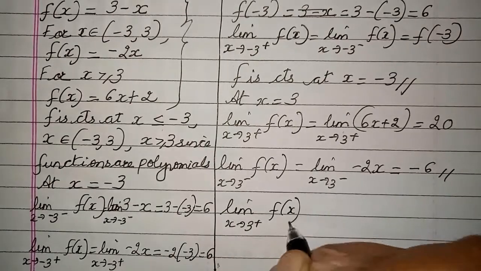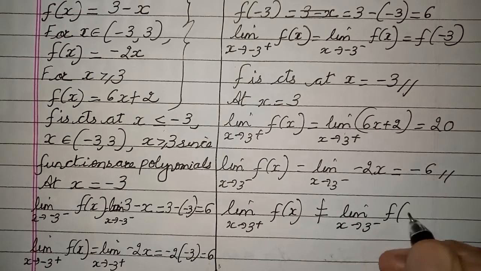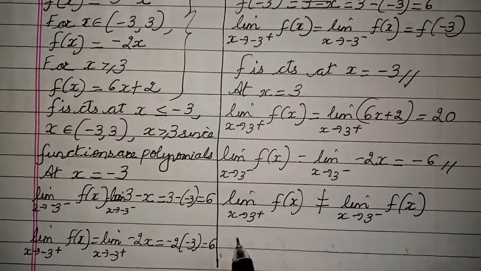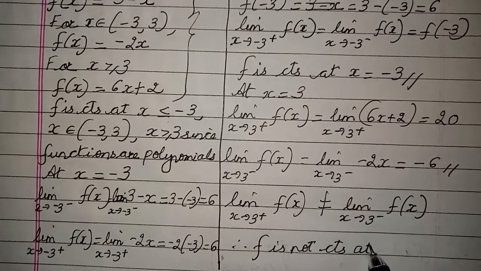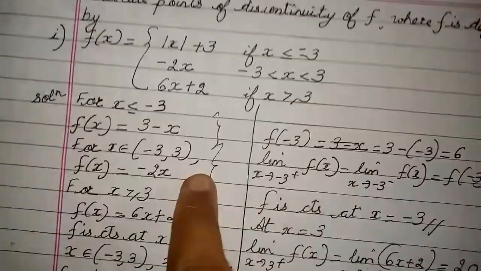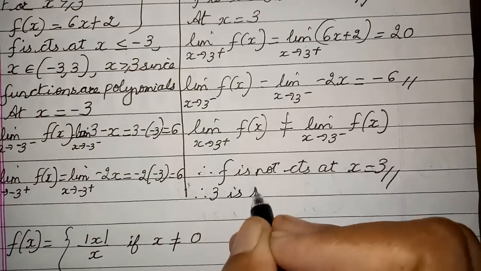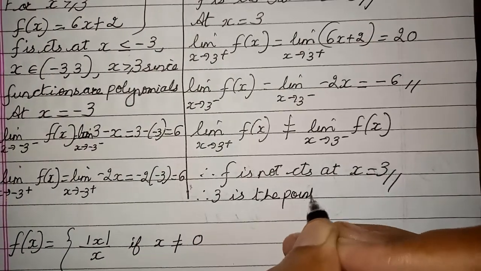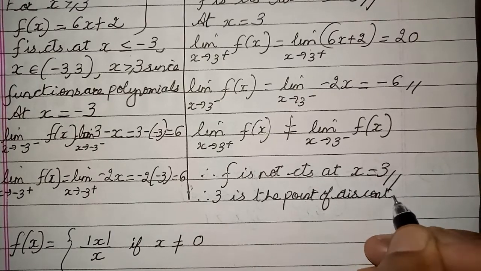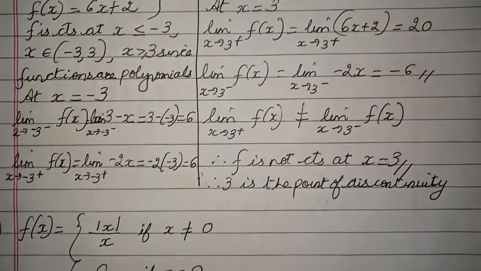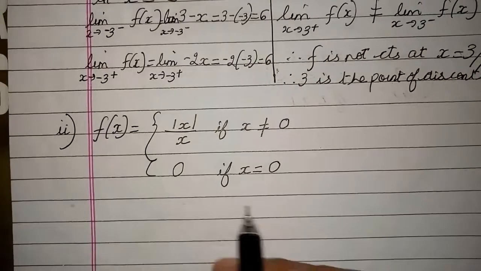Yeah. So here itself you can see that you need not check what is the value at 3, because here itself it is unequal. So there is no point in checking. Even if you check, no problem, because this condition is anyhow violated. So I can write f is not continuous at x equal to 3. So what is the point of discontinuity? Therefore, 3 is the point of discontinuity. Understood? Everywhere else this function is continuous.